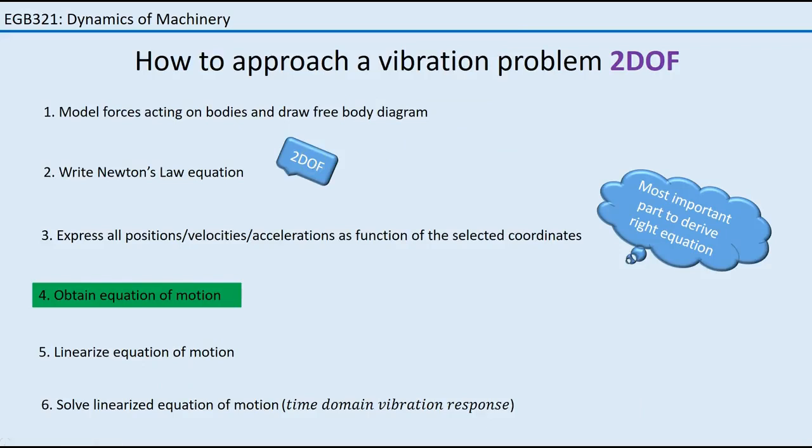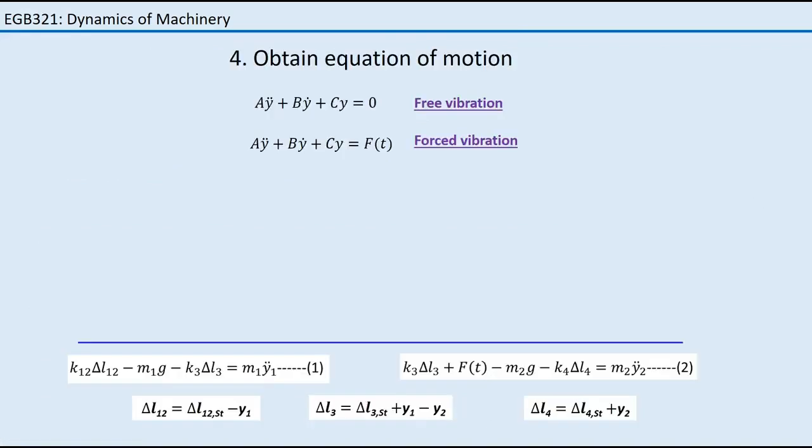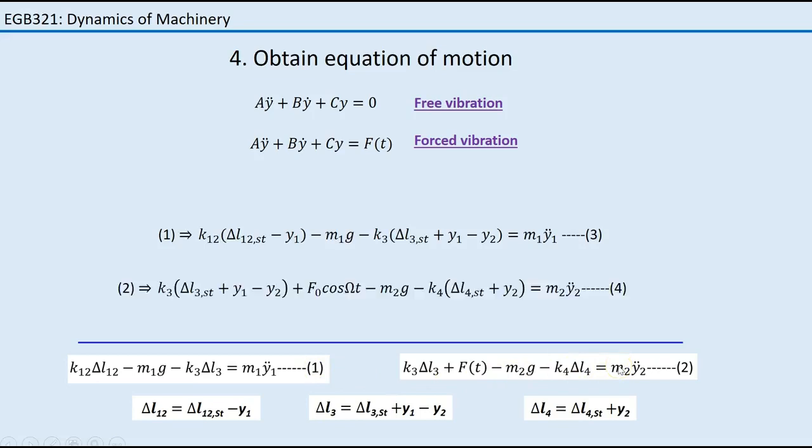In the fourth step, we obtain the equation of motion. For free vibration we get this expression, and for forced vibration we get this expression, where on the right hand side we have Ft, which is the external force. Substituting these three spring displacements in equations 1 and 2, we get this form. We just substitute these three values in equations 1 and 2 and we get these values.